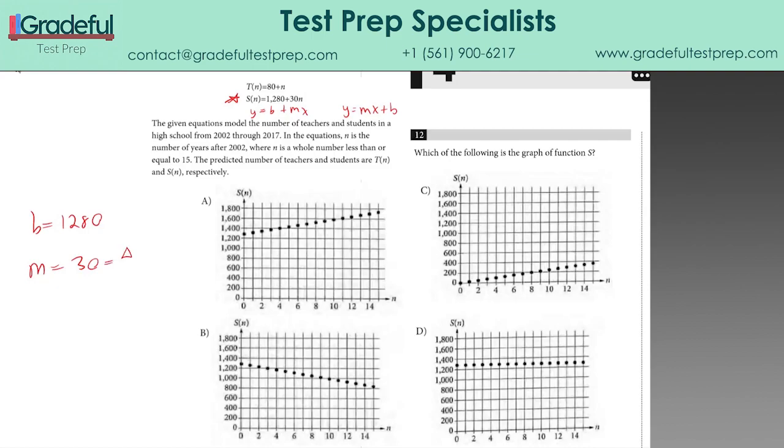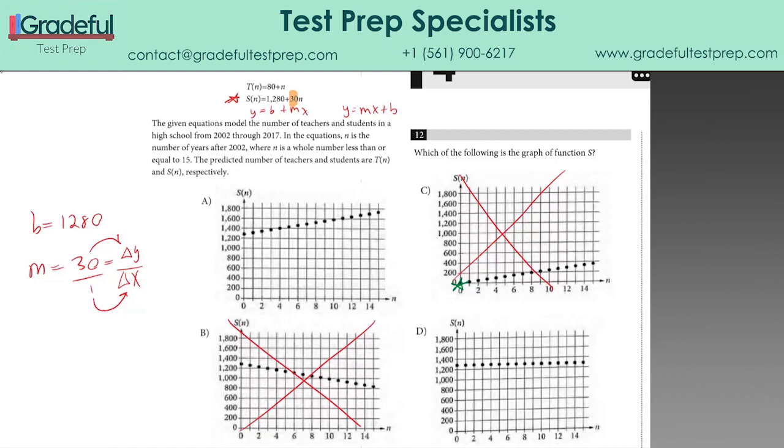And slope is your change in y over change in x. So that means that y is changing by 30 every time x is changing by 1, because any number is really itself over 1. So 30 becomes 30 over 1. So we can immediately get rid of answer choice C because it has the wrong y-intercept. Here, the y-intercept appears to be something around 0, but we need it to be 1,280. We can also get rid of answer choice B because it has a negative slope. And we clearly see here that the slope is the number 30. It's positive. And so we've gotten rid of 2 of the answer choices.